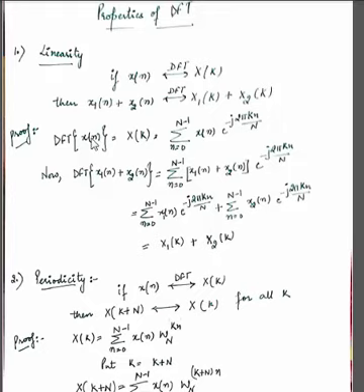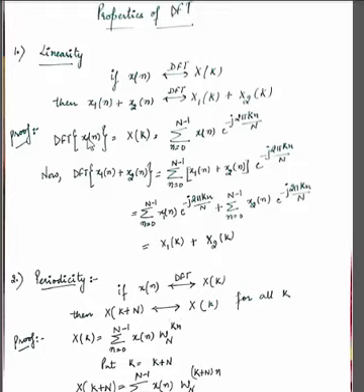So we know linearity means superposition principle. Now the first property of DFT is linearity. According to this property, we know the DFT formula, that is, x of n DFT is x of k and x of k IDFT is x of n. That means the inverse is also true. So according to the linearity property, DFT of x1(n) plus x2(n) is X1(k) plus X2(k).